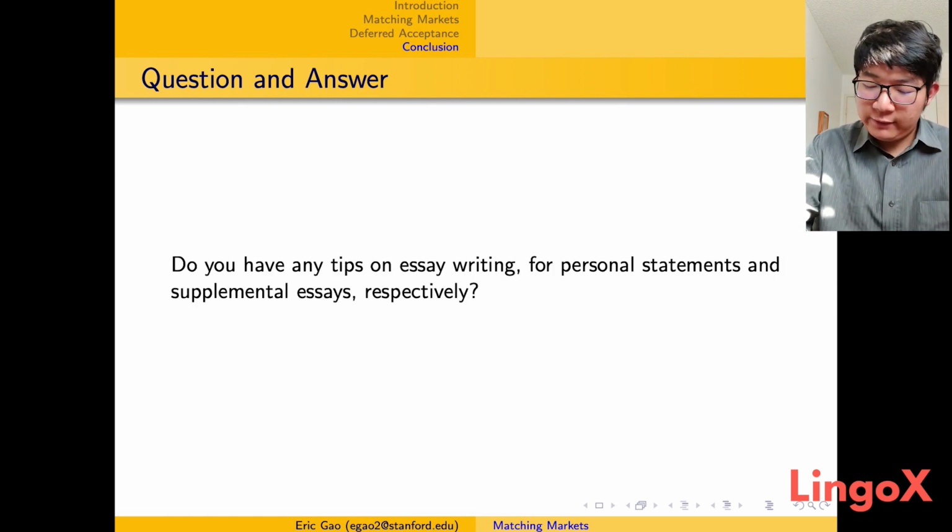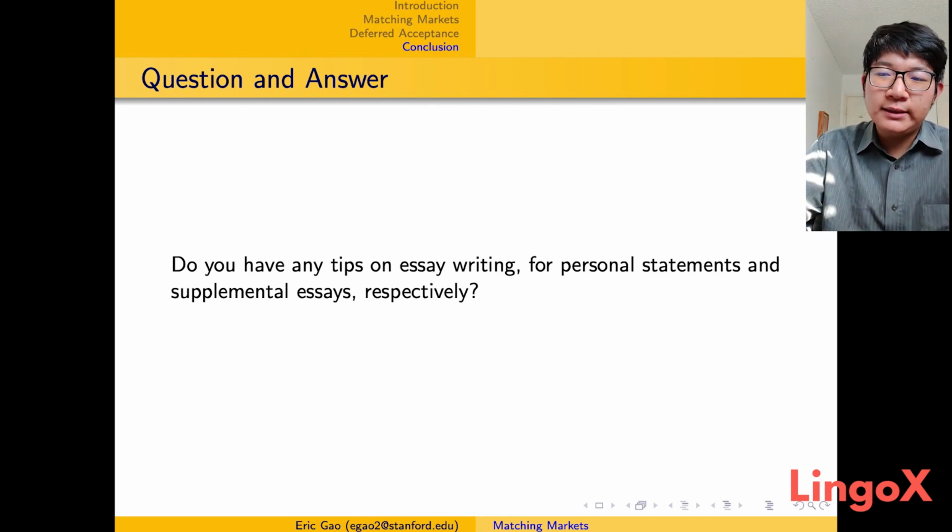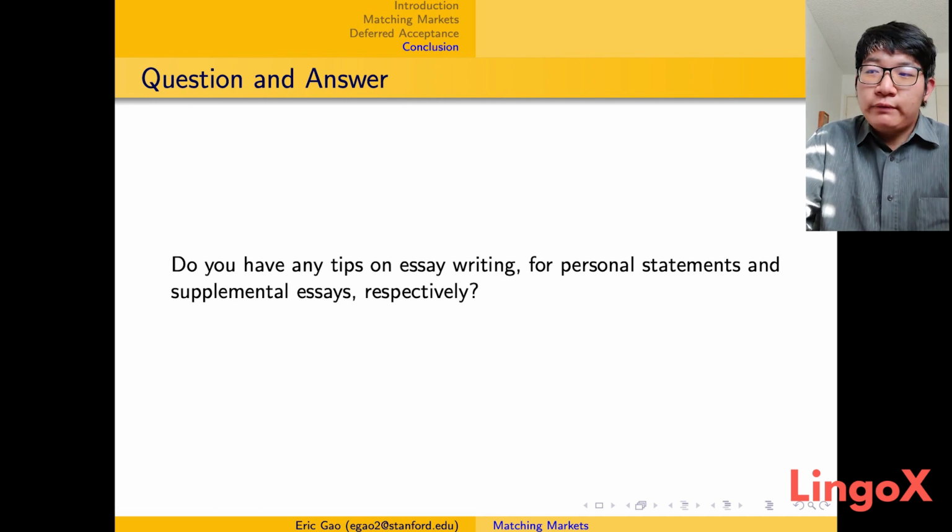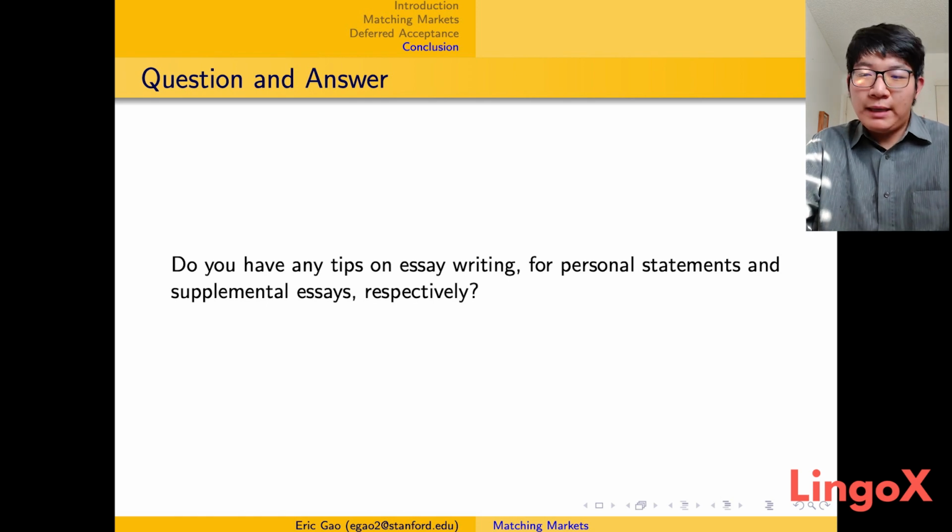Do I have any tips on essay writing for personal statements and supplemental essays? So I think for both personal statements and supplemental essays, don't be afraid to write multiple drafts and don't be afraid to start early. So first, writing multiple drafts. Many times what people have is they think, okay, I have 2 ideas for this essay. I don't know what I want to write about. And they spend all their time worrying about choosing a topic. And during that time, another thing you could do is write out an essay with the first topic in mind, and then write the essay with your second topic in mind, and then compare the end results.